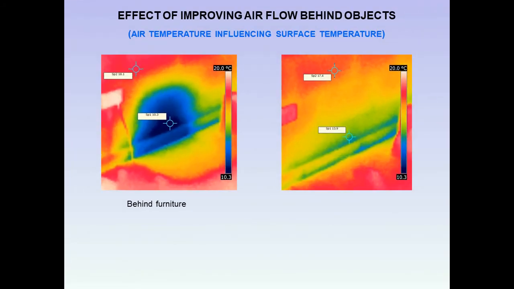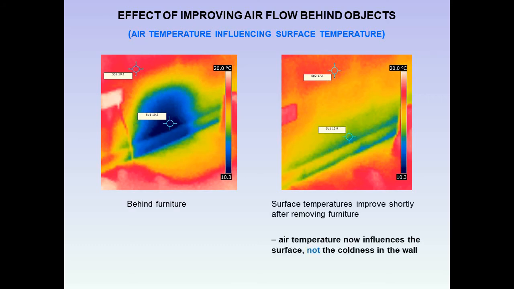A good example here was moving some furniture. Furniture was moved and the temperature behind that furniture was about 10 degrees. The normal wall temperature was 18. However, once that furniture had been removed, the circulating air started to warm up the surface of the wall. So the surface temperatures improved shortly after removing the furniture and eventually came up to the same level as the rest of the wall. It is the air temperature that is now influencing the surface and not what we could loosely call the coldness within the wall.